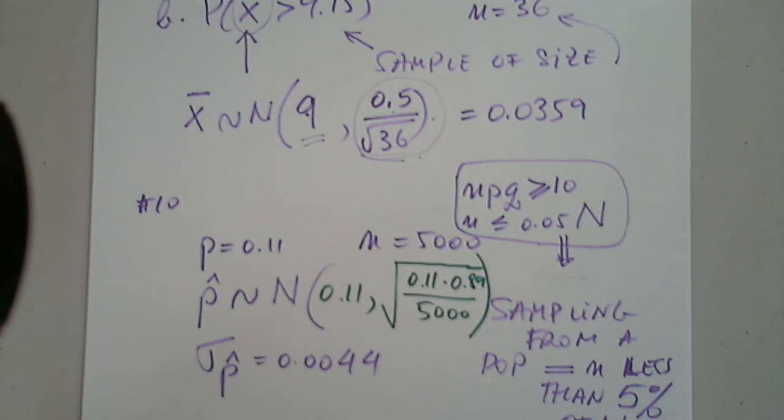So now we can go back. Let me share my screen. Okay, the mean is, as we know, 0.11. And the standard deviation is rounded to 4 decimal places. Good. So now let's finally look at 10.